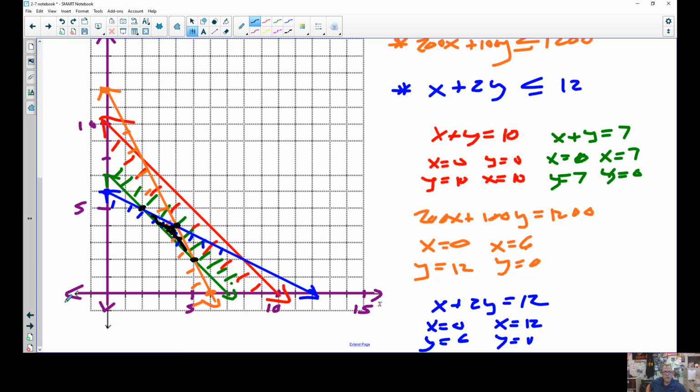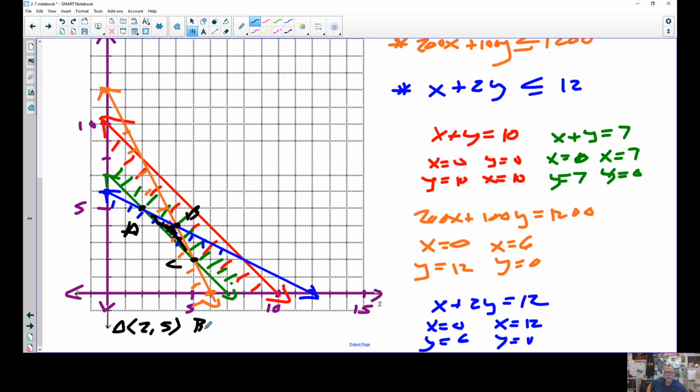Now, my graph is pretty accurate, and I think we may have the solutions, but you should always check. So let's see, if I call this A, this B, and this C, let's see what they look like and see if they work. A appears to be at 2, 5. Well, 2, 5 should make the blue equation true. So the blue equation would be 2 plus 2 times 5 equals 12. That does make that true. It should also make the green one true. The green one is x plus y equals 7. Well, 2 plus 5 does equal 7. So A being 2, 5 looks good.